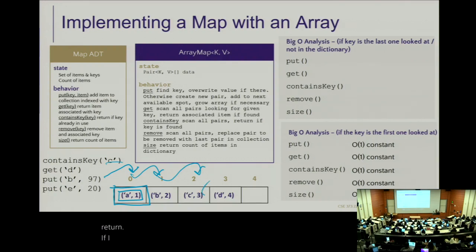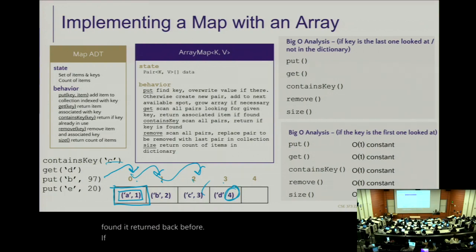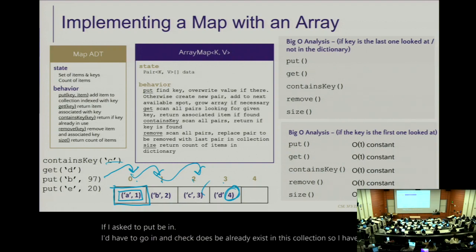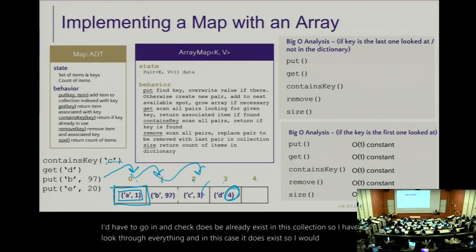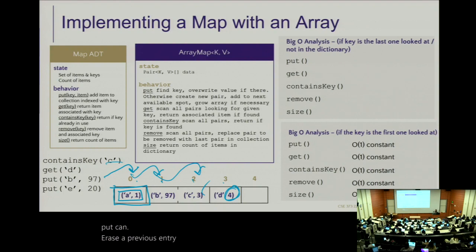If I call get, I'm saying, hey, go get me the value associated with the key D. I'd come in and I'd be like, hey, is your key D? No, no, no. Oh, sweet, I found it. Return back the 4. If I asked to put B in, I'd have to go in and check, does B already exist in this collection? So I have to look through everything. And in this case, it does exist. So I would go in and then I would just replace the previous value with whatever the new value is. So put can erase a previous entry by replacing the value if you put with a key that's already in the dictionary.